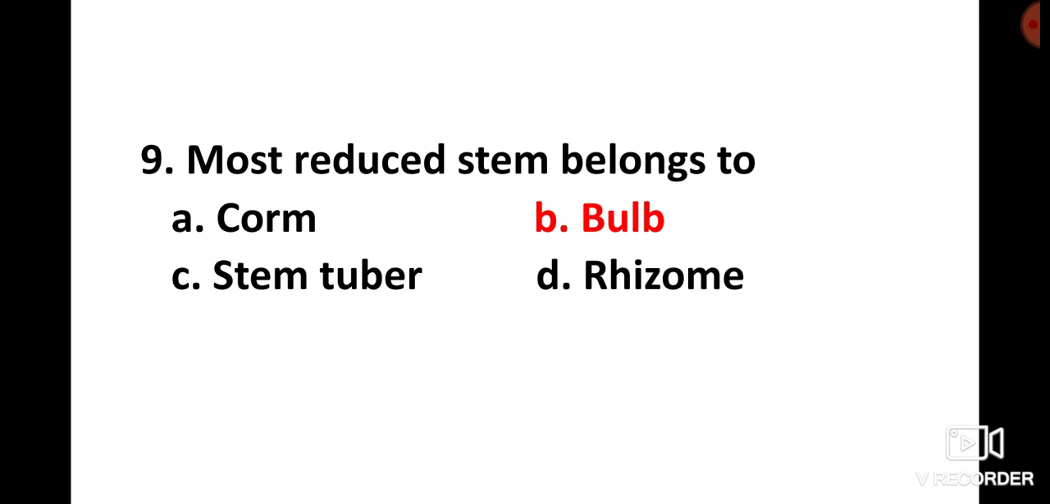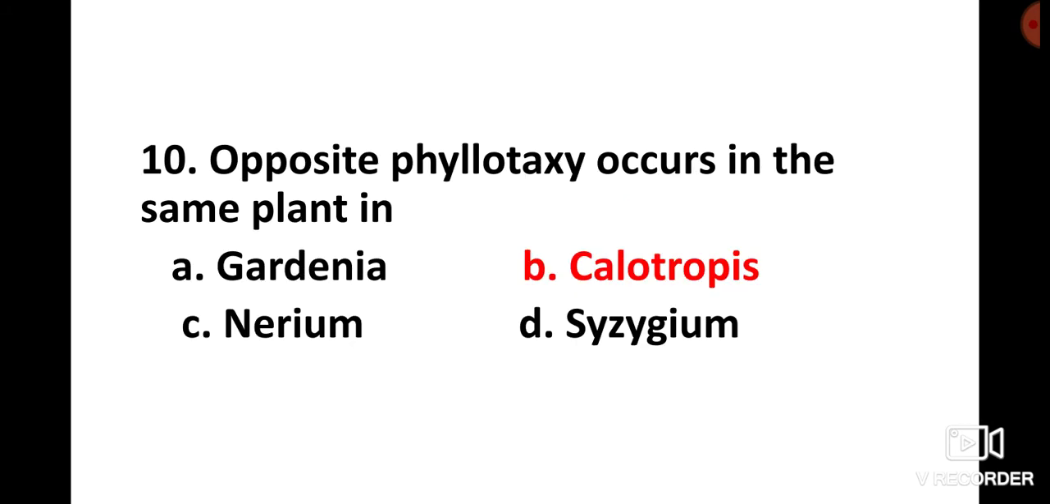Question number 9. Most reduced stem belongs to. Right answer is B. Bulb. Question number 10. Opposite phyllotaxy occurs in the same plant in. Right answer is B, Calotropis.